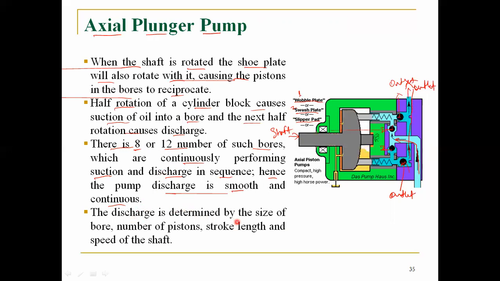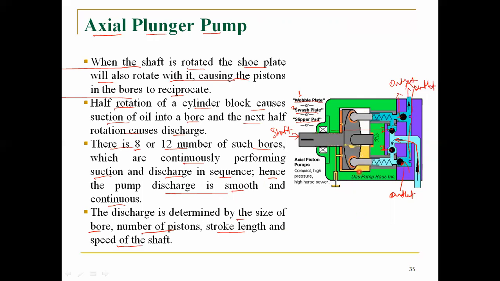Here the discharge is determined by the size of the bore, the number of pistons, the stroke length, and the speed of the shaft. The discharge depends on the size of the bore, which you have to decide. Then the number of pistons: if we are using 8 bores, that many pistons will be used. Then the stroke length, and the speed of the shaft. Due to the speed of the shaft, we get the size of the discharge.